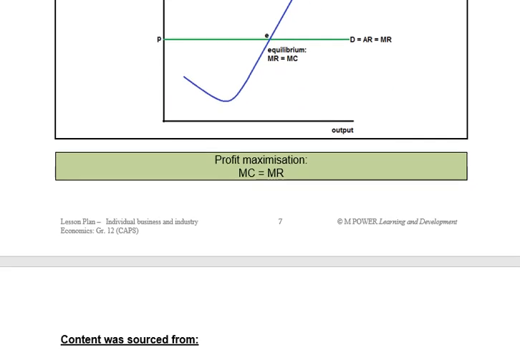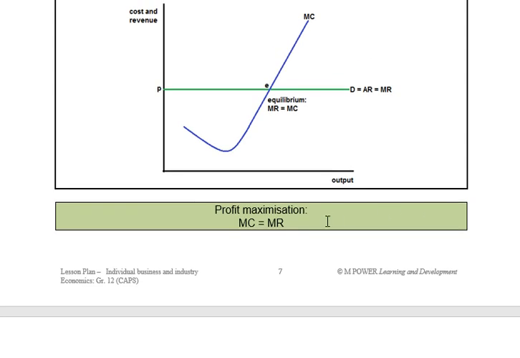So very important that you know your profit maximization rule. Profit maximization rule says my profits are always maximized in all market structures where my marginal cost and my marginal revenue are equal. It looks a bit different in different market structures, but the rule doesn't change. Profit maximization rule is where MC equals MR, always.